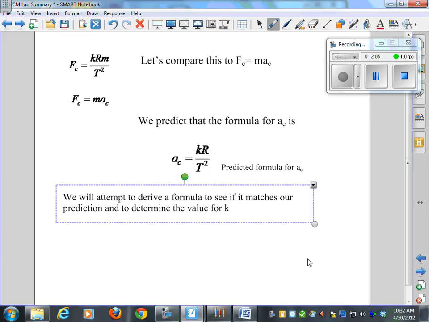We're going to attempt to derive a formula to see if it matches our prediction and to determine the value of K. Now, make a little bit of prediction here. We've got something going around in a circle. What do you think is going to appear somewhere? Force and norms, acceleration. What number or what symbol? Pi. Oh, it's a circle, man.